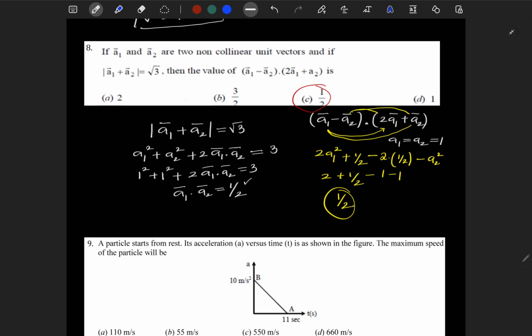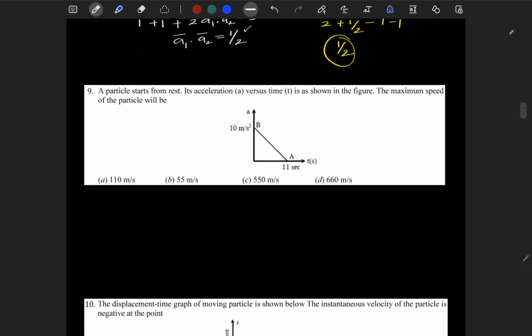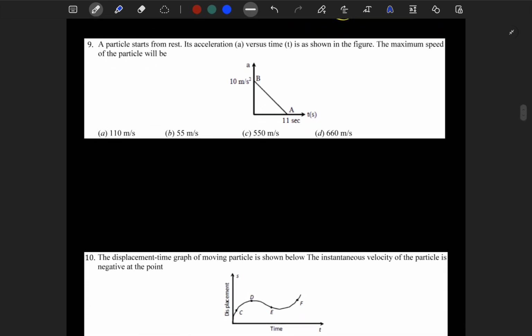Yep. Let's jump to question number 9. This is a relatively easy question from kinematics. I'll read out the question for you. A particle starts from rest. Its acceleration versus time graph is shown in the figure. The maximum speed of the particle will be.